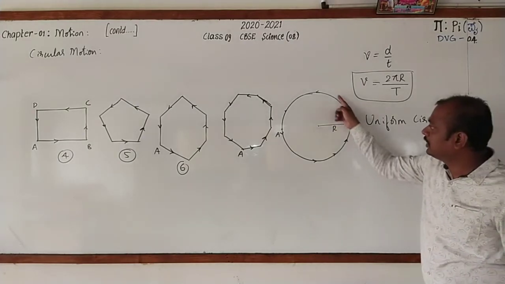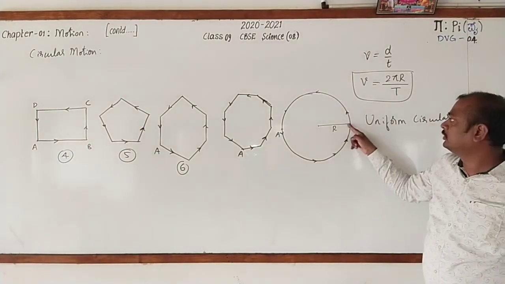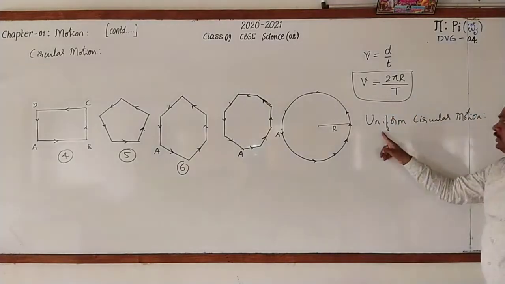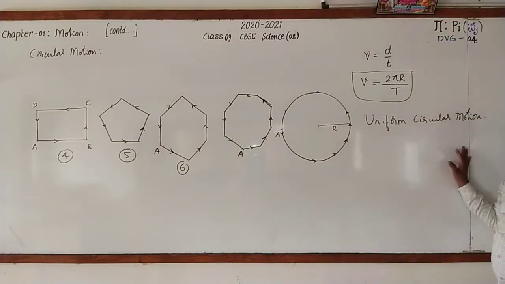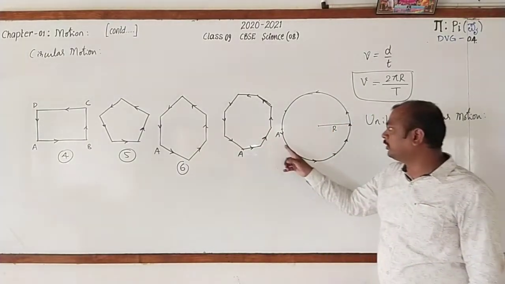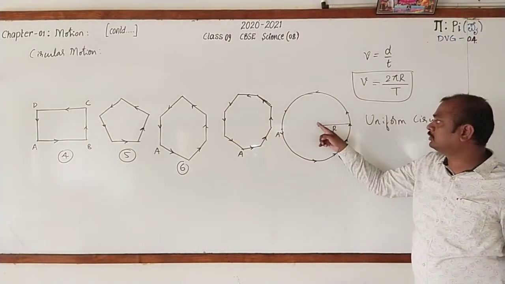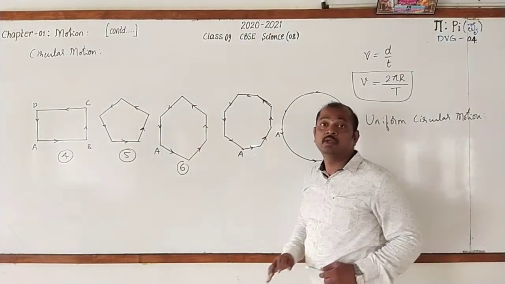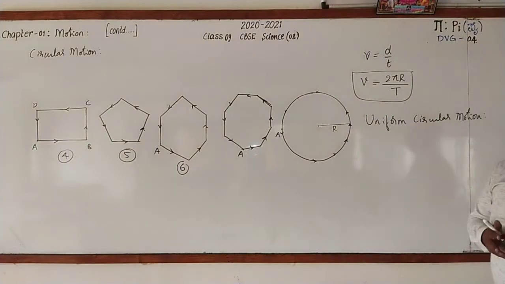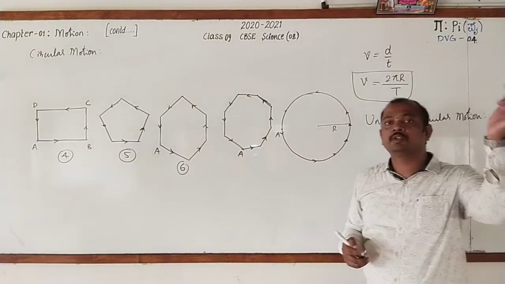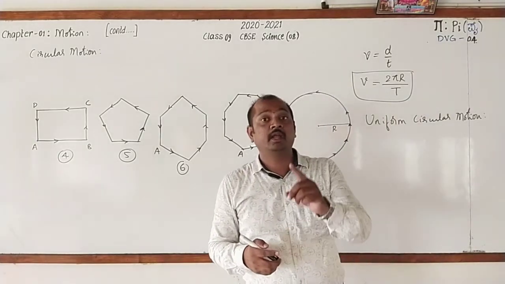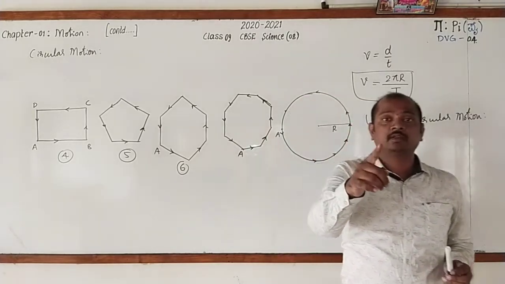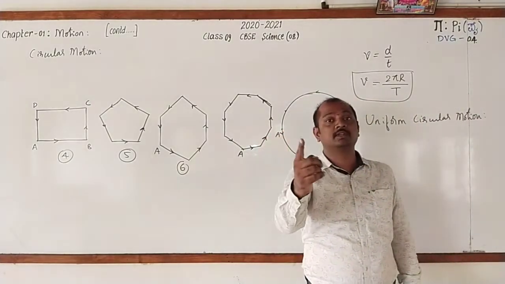When a body moves along a circular path with a constant speed, then its motion is said to be uniform circular motion. And in case of circular motion, when a body moves along a curved path around a fixed point, it is called circular motion. And for uniform circular motion, you can take the examples. The moon revolves around the earth and other satellites revolve around the earth. Then Mercury revolves around the sun.